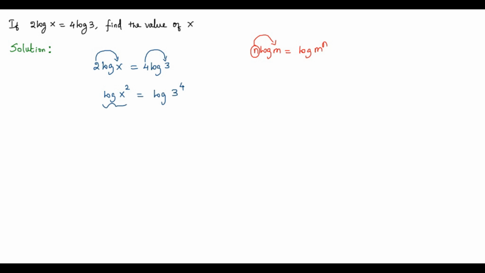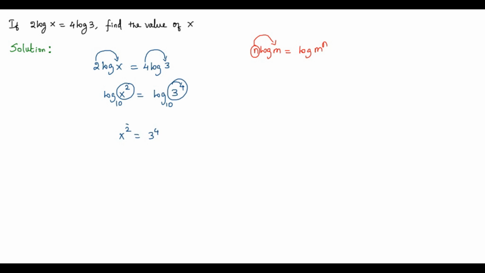And for both the logarithms the base is not given. If the base is not given, we have to understand there is common logarithmic base 10. Here 2 logarithms are equal with the same base 10. If 2 logarithms are equal with the same base, then the arguments must be equal. So that is x square is equal to 3 to the power of 4.